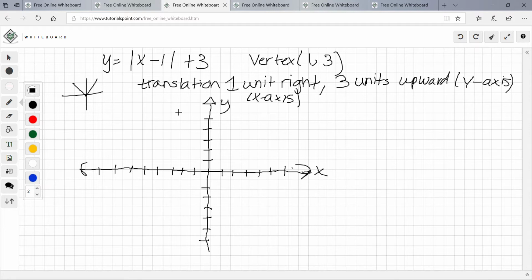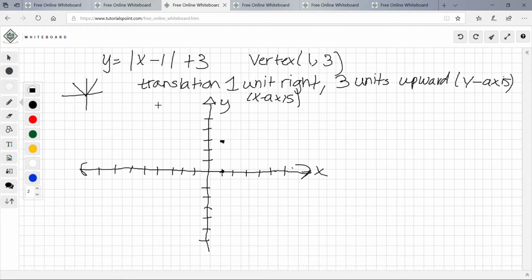Call this the x and y. Okay, so let's see. We said it translates 1 unit to the right on the x-axis. So here's 1. And then we said 3 units upwards on the y-axis. So here's 1, 2, 3. And that is our vertex.